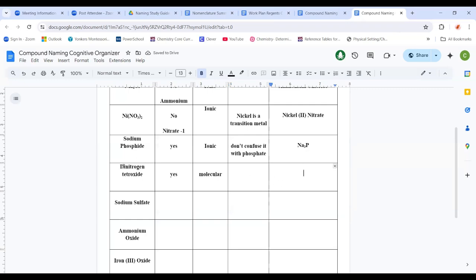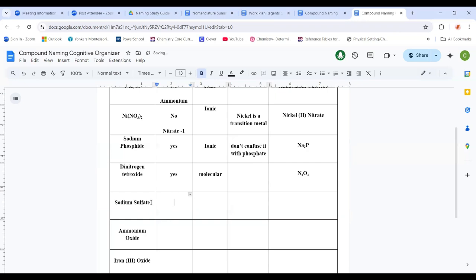Dinitrogen tetroxide is definitely molecular. I'm just going to do what the Greek prefixes tell me to do. The Greek prefix tells me to put dinitrogen, 2 nitrogen. Then tetroxide is 4 oxygen. So I'm going to do 2 nitrogen and 4 oxygen. And that's all I have to do. I just do what the Greek prefixes tell me to do. That's what they pay me for.